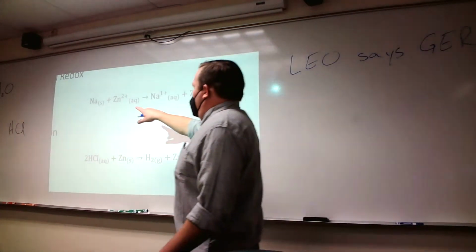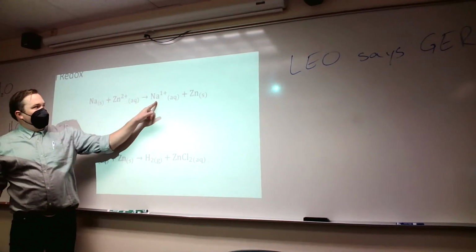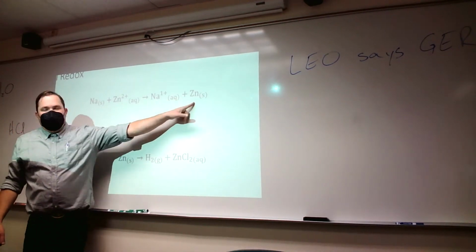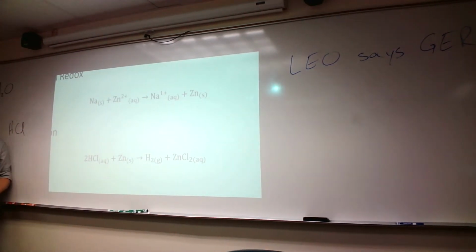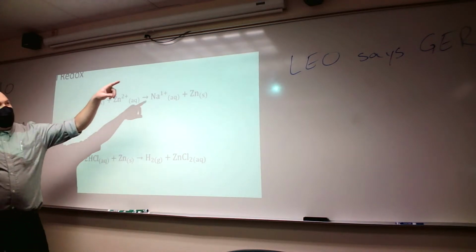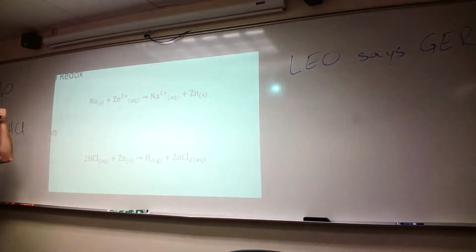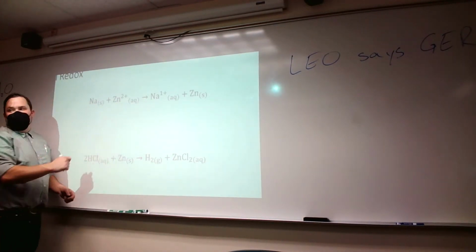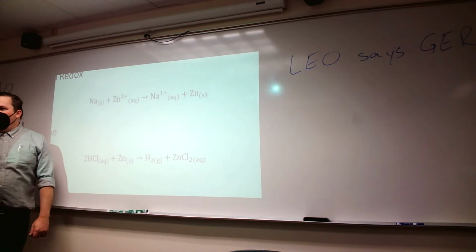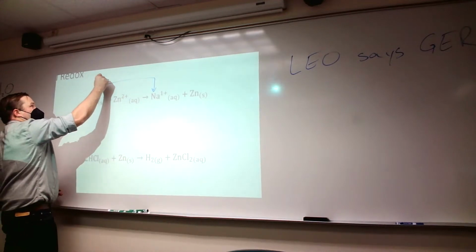In this top example, sodium metal plus zinc ions turns to sodium ions and zinc metal. What's being oxidized? The sodium. So losing electrons is oxidation. Is the sodium losing electrons? Yes, it is. It gets a positive charge now, which means it lost an electron. So that's an oxidation.